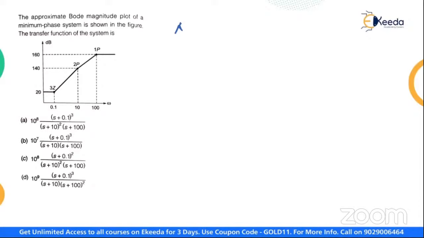See, this is the Bode plot. I wanted to draw this again, correct? Yes. So, what happens from omega equal to 0.1 to 10? From omega equal to 0.1 to 10, what happened?